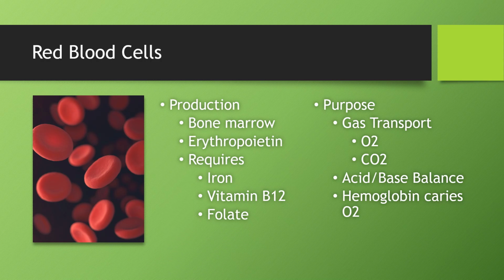Again, when we talk about erythrocytes, these are going to be essential for that O2 transport within the circulatory system. They contain hemoglobin, which moves that O2 from the lungs to our tissues, and they carry O2 to the tissues and remove CO2. So when we look at the production, we see that red blood cells come from bone marrow, erythropoietin, and this requires iron, vitamin B12, and folate. The purpose is for that gas transport, so that O2 to CO2, acid base balance, and then the hemoglobin carries oxygen.